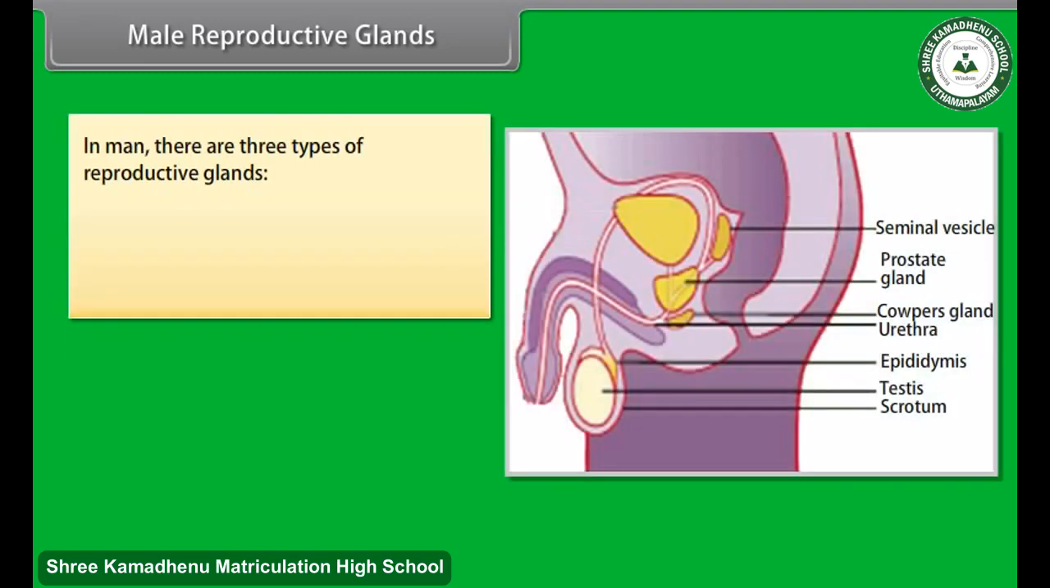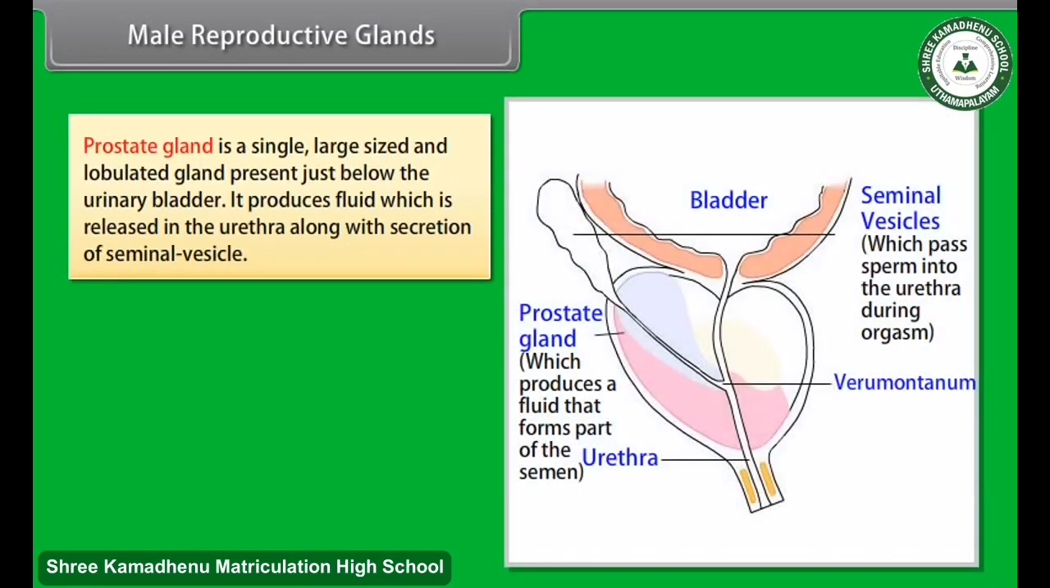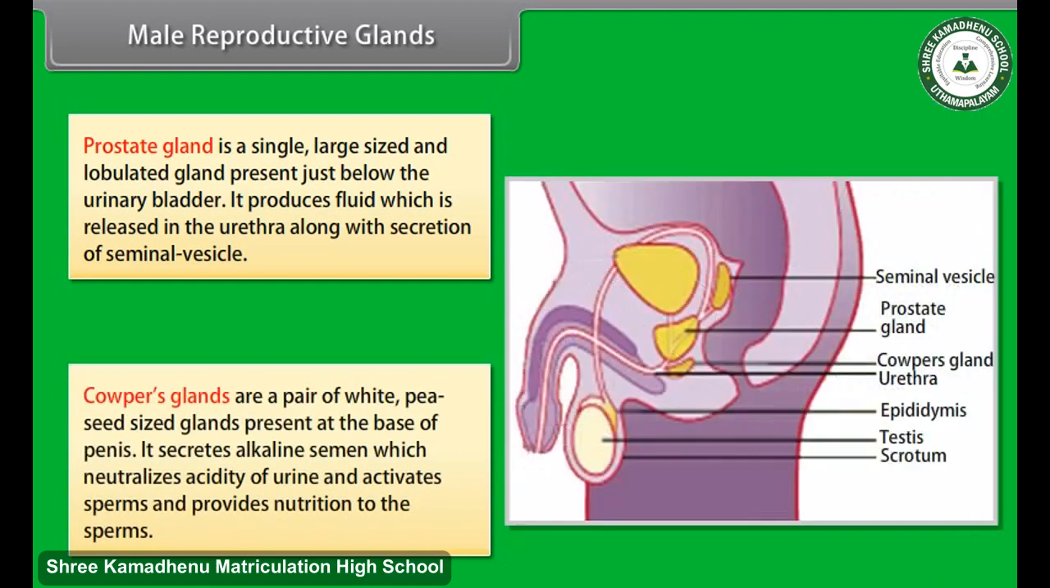Male reproductive glands. In man there are three types of reproductive glands: seminal vesicles, prostate gland, and Cowper's glands. Seminal vesicles are a pair of thin-walled muscular elongated sacs which secrete fluid for nourishment of sperms. Prostate gland is a single, large-sized and lobulated gland present just below the urinary bladder. It produces fluid which is released in the urethra along with secretion of seminal vesicle. Cowper's glands are a pair of white, pea-seed-sized glands present at the base of penis. It secretes alkaline semen, which neutralizes acidity of urine and activates sperms and provides nutrition to the sperms.